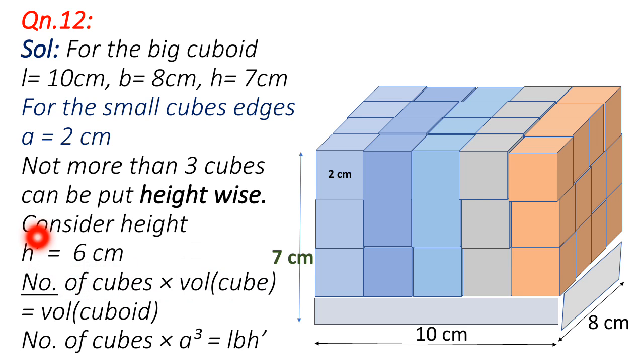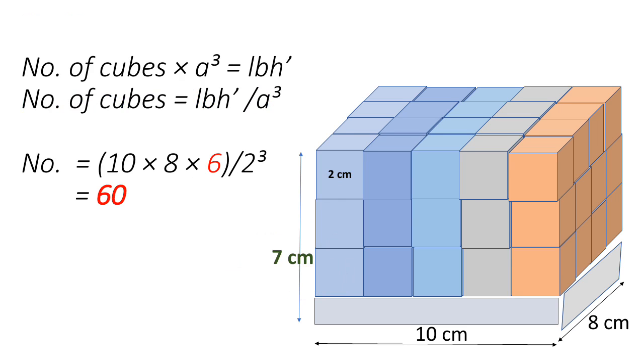And here we have the new height h dash, which is 6 centimeter, after ignoring that one additional height, because the cubes are placed up to 6 centimeter of height, okay, and 1 centimeter is ignored. Now see the calculation here, the number of cubes is multiplied with a cube. A cube means the volume of one cube is equal to L into B into H. This is the volume of the cuboid. So we have all those values.